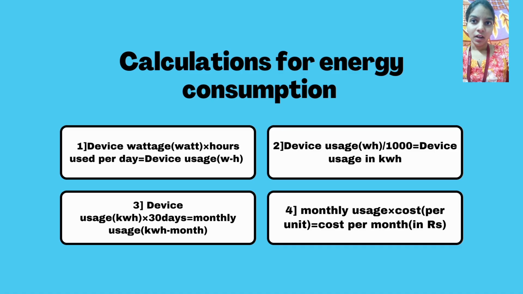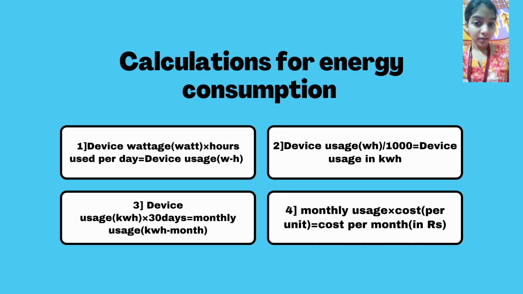That will give you the device usage in watt hours. But we want it in kilowatt hours because our current bill will be calculated in units, right? 2 units per day, 3 units per day, 5 units per day, etc. So based on the units it will be calculated. 1 unit equals 1 kilowatt hour. And the second step is device usage in watt hours divided by 1000.